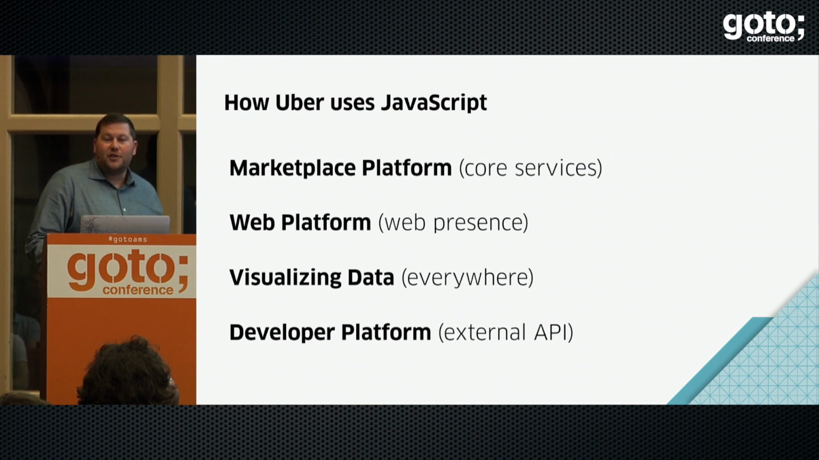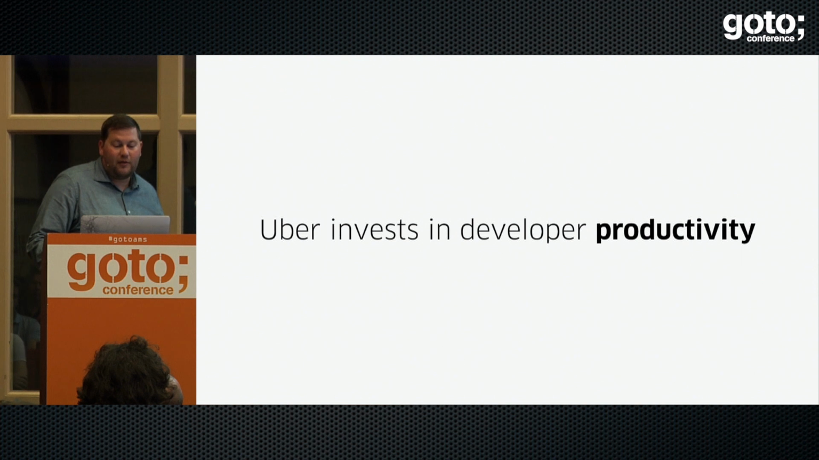100 of those pertain to the core trip flow. So just pushing a button and getting a ride from A to B is 100 services talking underneath. And then we'll talk a little bit about our web platform and how we build front-end properties with React and Express, and then how we better understand cities by visualizing data. And then finally talking about how anyone can build applications through our developer platform.